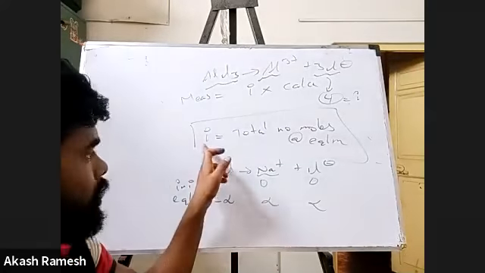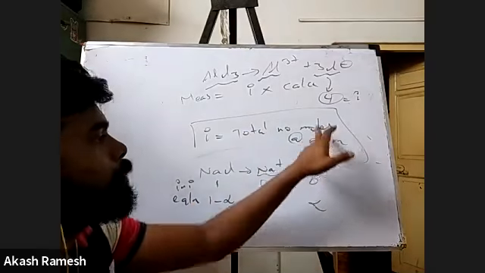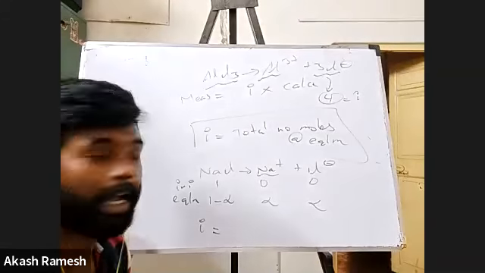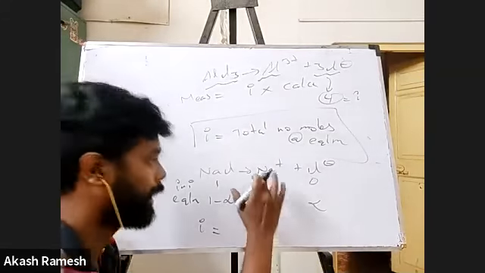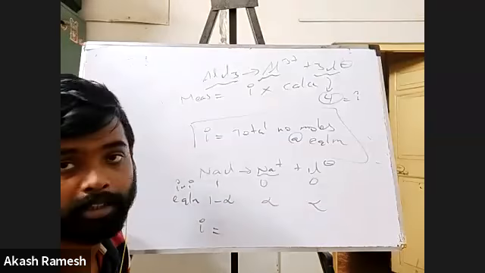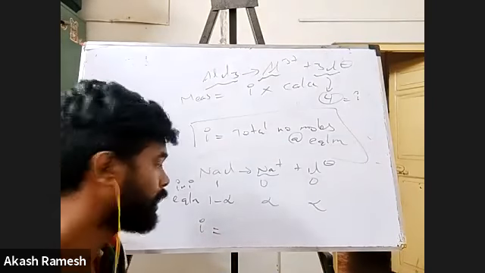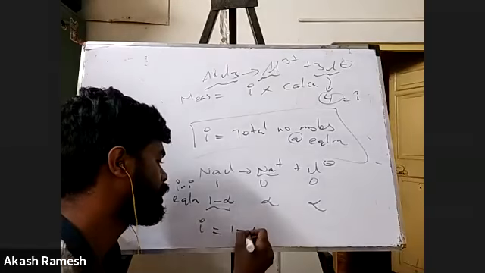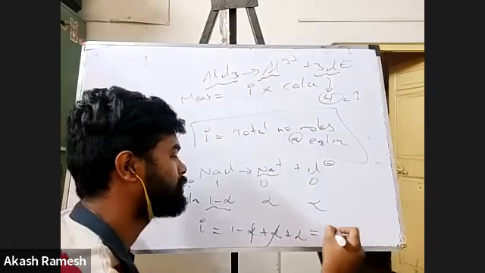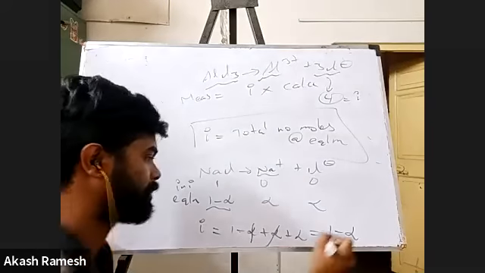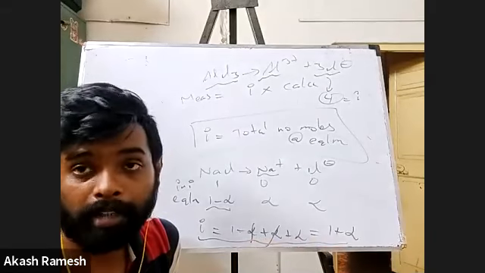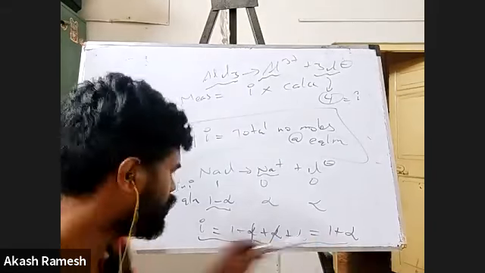Now, going to this, i is equal to the total number of moles at equilibrium. So to calculate i, I have to sum up all the number of moles: Na plus, Cl minus, and also the moles of NaCl. Total number of moles at equilibrium: 1 minus alpha plus alpha plus alpha. One of the alphas gets cancelled, so you get 1 plus alpha. So the i value in this case is equal to 1 plus alpha. Depending on the alpha value, the i value will change.